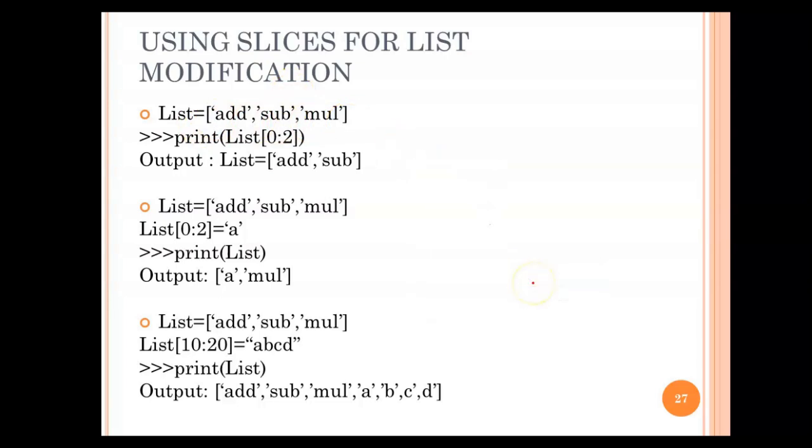We have using slices for list modification. So you can see one list is given here: 0, 1, 2. So here we are just printing the elements of list 0 to 2. So 2 is excluded. So it will work for 0 and 1 only. So at 0 position you have add and sub. So when you check the value you will get add and sub, right?